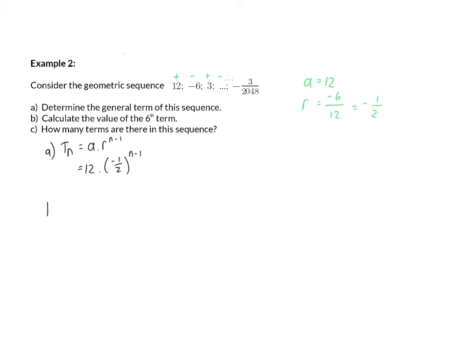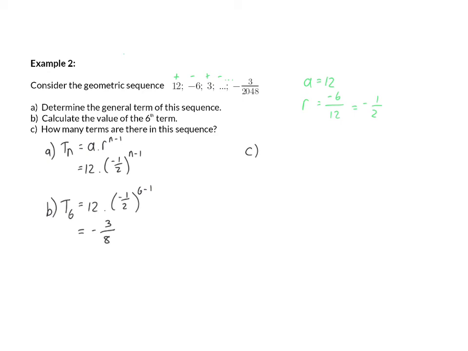In B, they now ask us to calculate the value of the sixth term. So once again, we're going to substitute n with 6. So it's going to be 12 times minus a half to the power of 6 minus 1. You can do that on your calculator immediately, and that will give you minus 3 over 8.